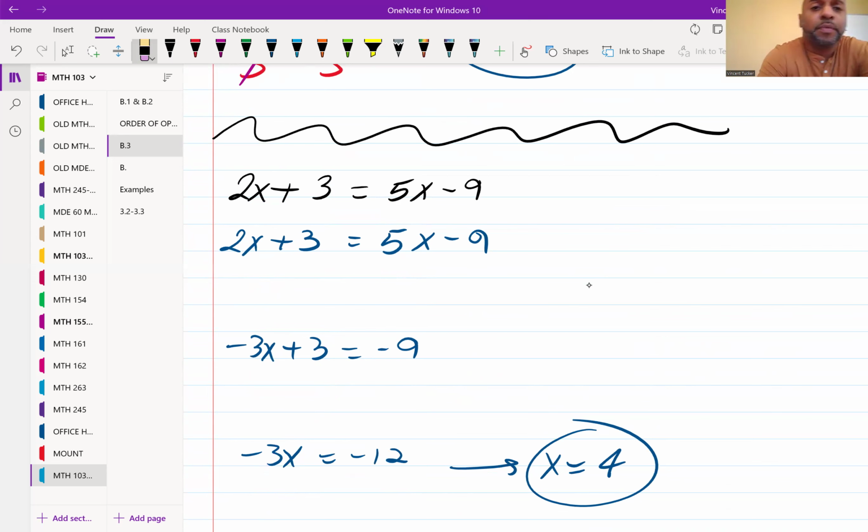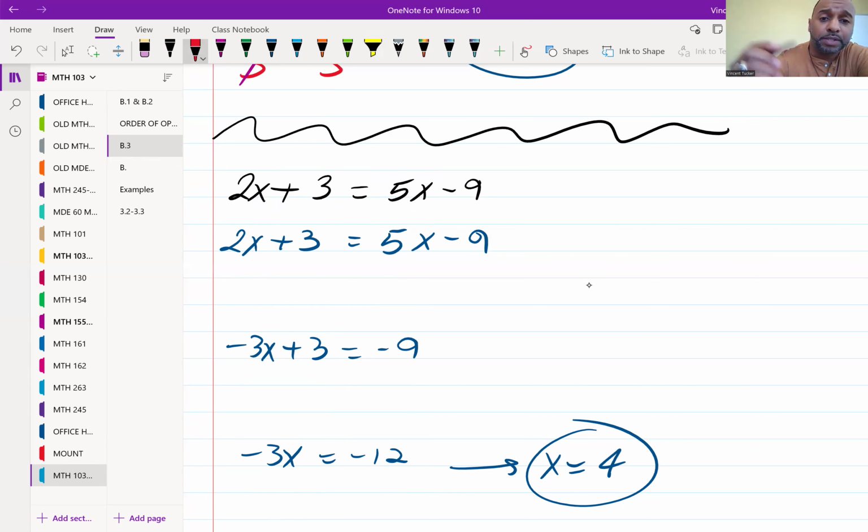All right, so let's look at this one. This one is a little different because we have our x term on different sides of our equation. So now our goal should be to get all of our terms with x on one side, all the terms without x to the other. So either I'm going to take this 2x over here, or I need to take this 5x over here. It's up to you how you want to do it. Doesn't matter. Eventually, you'll come up with the same answer.